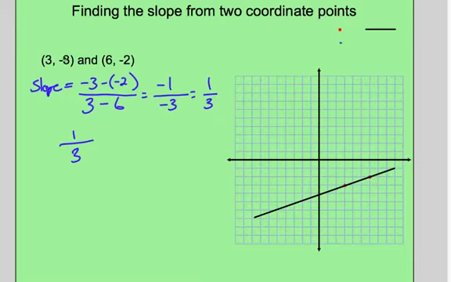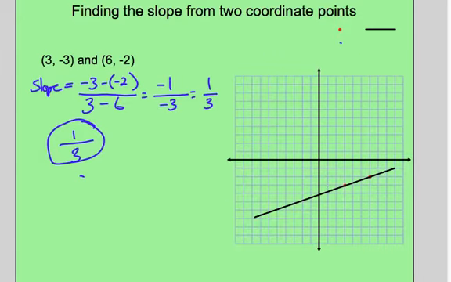If they're both going down, it's still a positive slope. It's only when one goes up and one goes down that you have a negative slope. So here's my slope for this equation, 1/3, or my slope for this set of points.